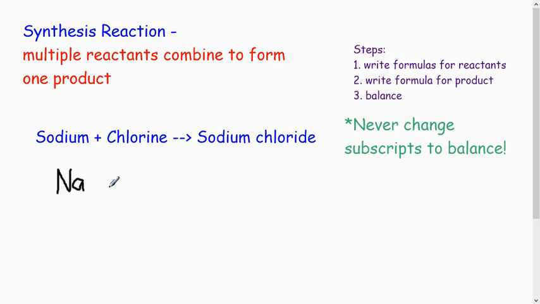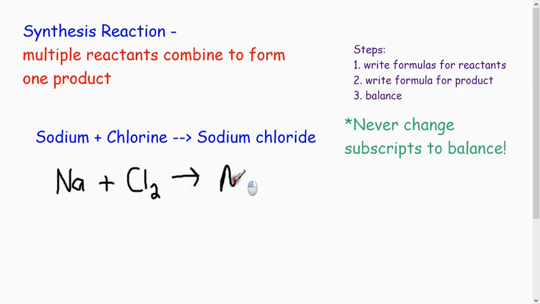So sodium is not a diatomic, so it does not get any subscripts. Next I have chlorine, which is Cl. That is one of the diatomics, so I need to give it a subscript of 2. Those are my reactants. Next I need to write the formula for the product.